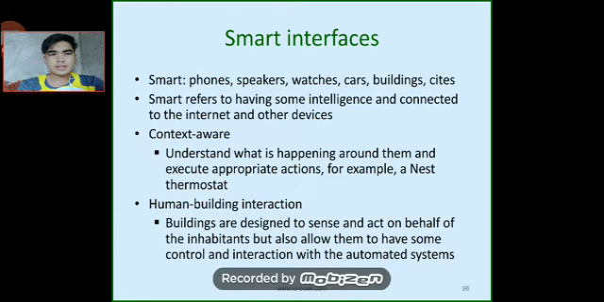Smart interface. Smartphones, speakers, watches, cars, building sites. Smart refers to having some intelligence and being connected to the internet and other devices. Context aware: understand what is happening around them and execute appropriate actions. For example, a Nest thermostat. Human-building interaction: buildings are designed to sense and act on behalf of the inhabitants, but also allow them some control and interaction with the automated system.